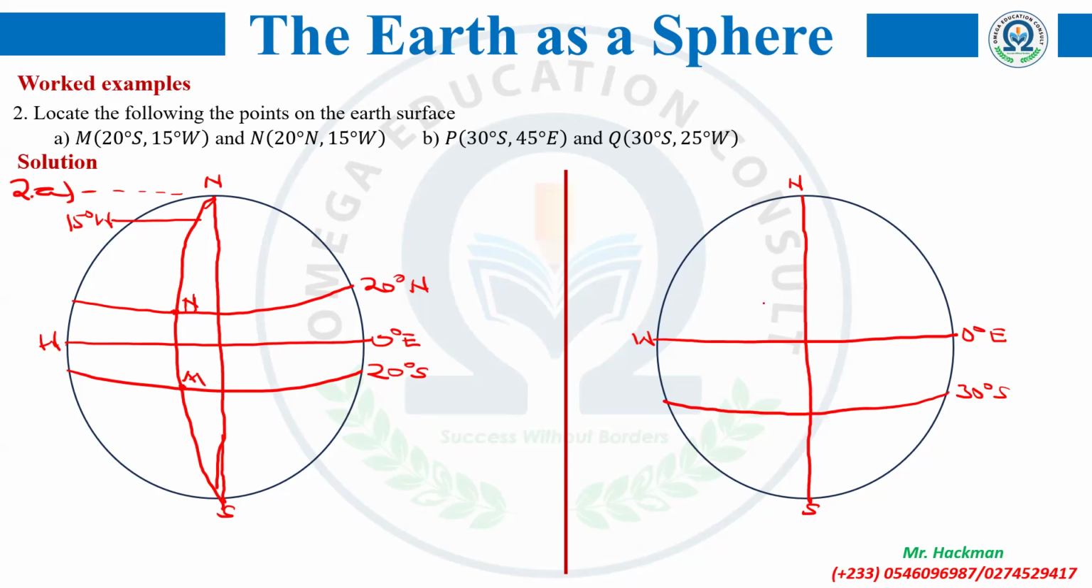So the next one is what? 45 degrees east. East is to the side, west. So for 45, I will move a little bit away. So 45 will be somewhere here. This will be my 45 degrees east, which is my longitude. Where this longitude and the first latitude meet, that is where your point P is going to be. So this is P.